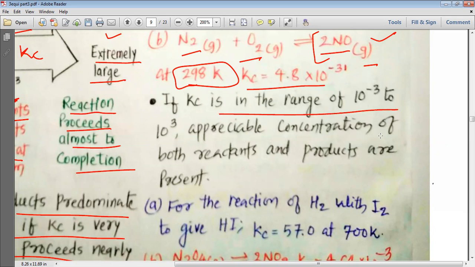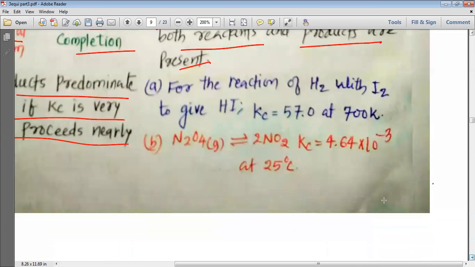If Kc is in the range of 10 to the power minus 3 to 10 to the power 3, appreciable concentrations of both reactants and products are present. So if the value of Kc is in the range of 10 to the power minus 3 to 10 to the power 3, we can say that at equilibrium both the reactants and products are available, and their concentration is not negligible, but considerable.